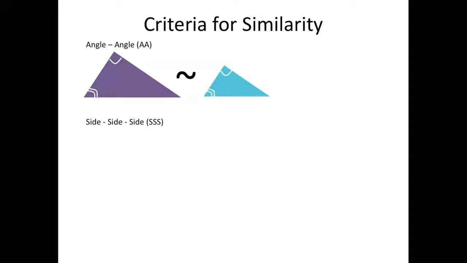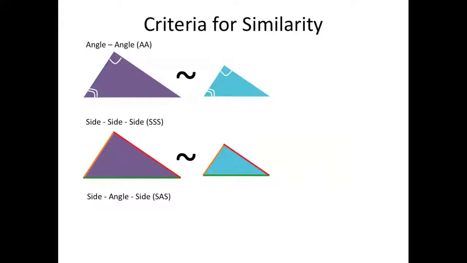The next method is side, side, side, which means that if you have two triangles and all three sides are proportional to one another, proportional meaning their sides can be written as ratios that are equal to one another, then that means that the two triangles are similar.